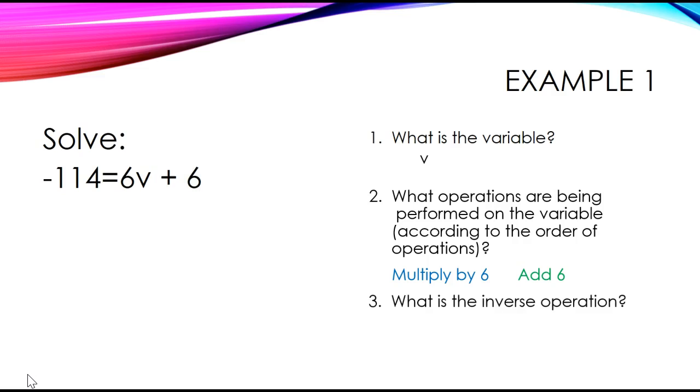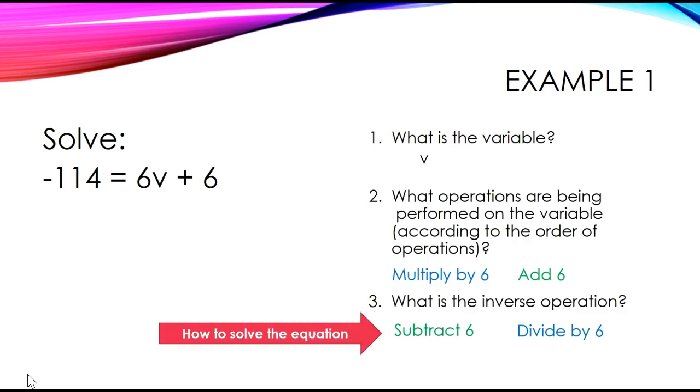As we consider the inverse operation, we're going to perform these inverses in the reverse order. So, let's look at add 6. That inverse is subtract 6. And then multiply 6. To undo that, we're going to divide 6. And that is how we're going to solve the equation. First subtract 6, then divide by 6.